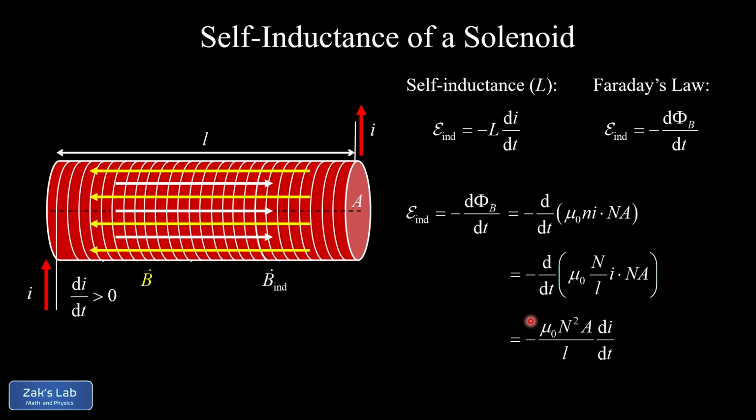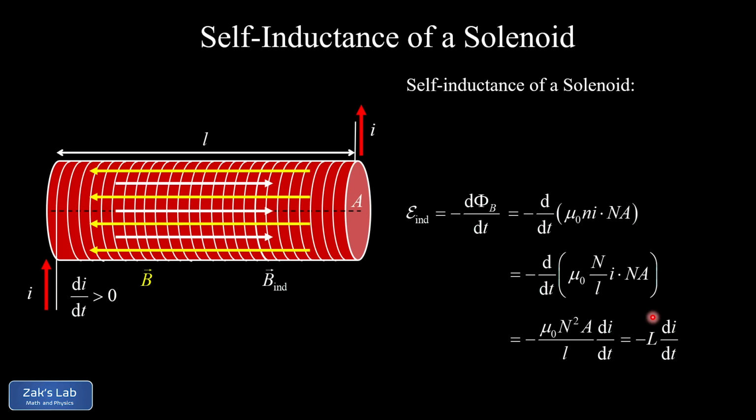And this is exactly what we were looking for. We just managed to show the induced EMF is proportional to the rate of change in the current in this coil. We call that constant of proportionality the inductance of the coil. So the self-inductance of a solenoid, which we call L, is given by mu naught times big N squared times A over L, where big N is the total number of turns in the solenoid, A is the cross-sectional area, and L is the length.